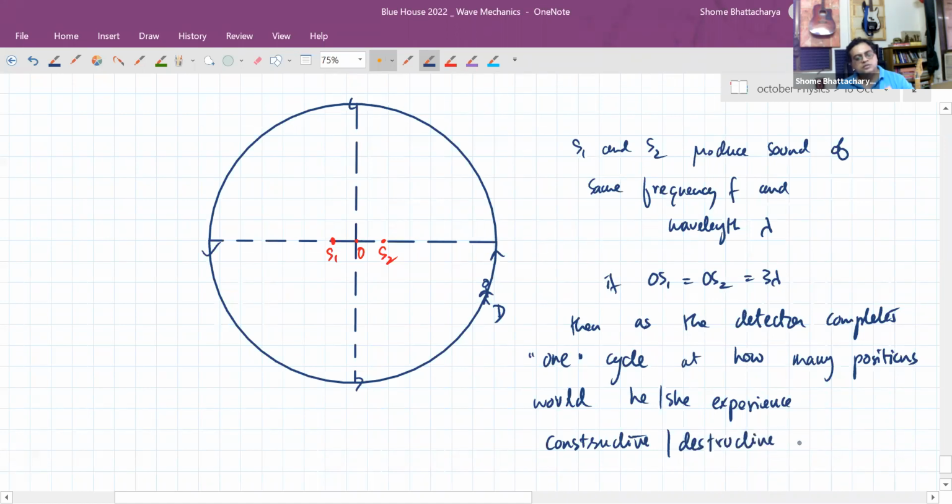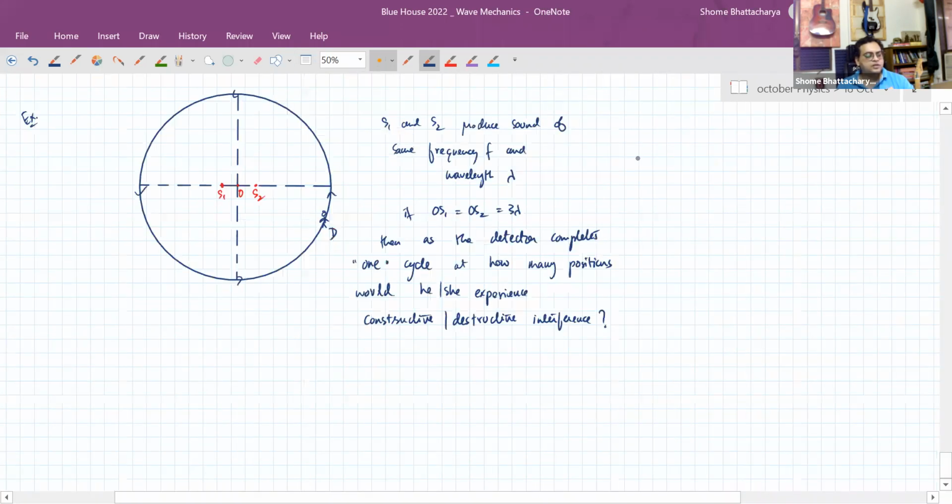Now notice, in this question it is not given that the two sources are in phase. I'm just giving you a hint that this will not affect the answer. How many positions have constructive versus destructive interference will not be affected by whether or not the sources are in phase. The exact locations of the constructive and destructive interferences will be affected by the phase difference, if any, between S1 and S2. But the number of positions will not.